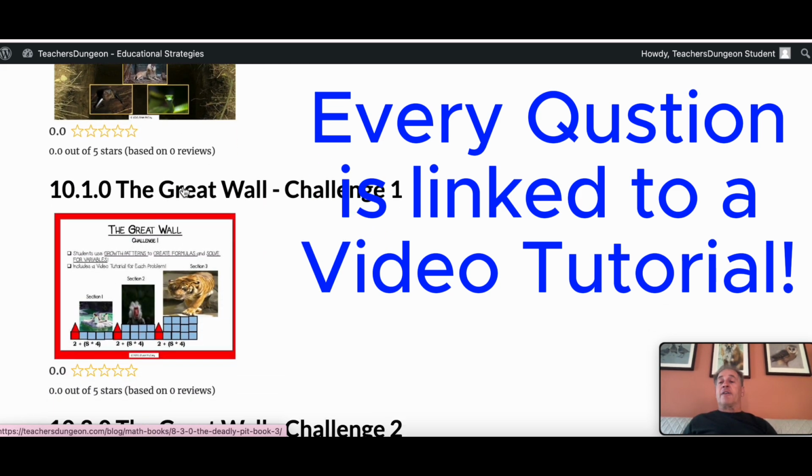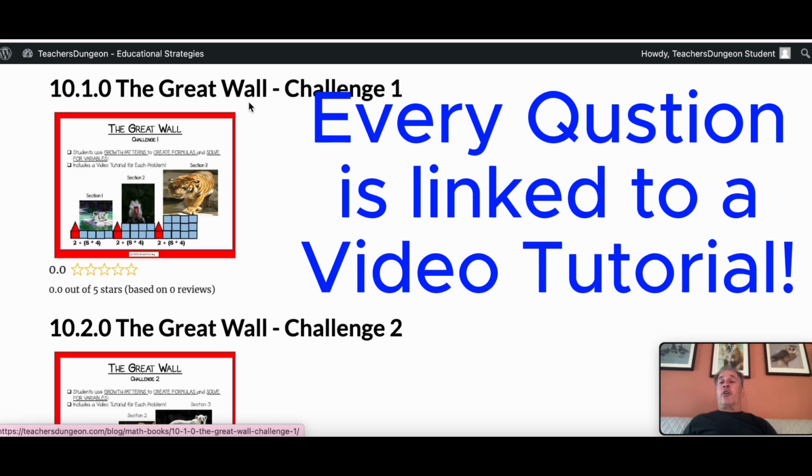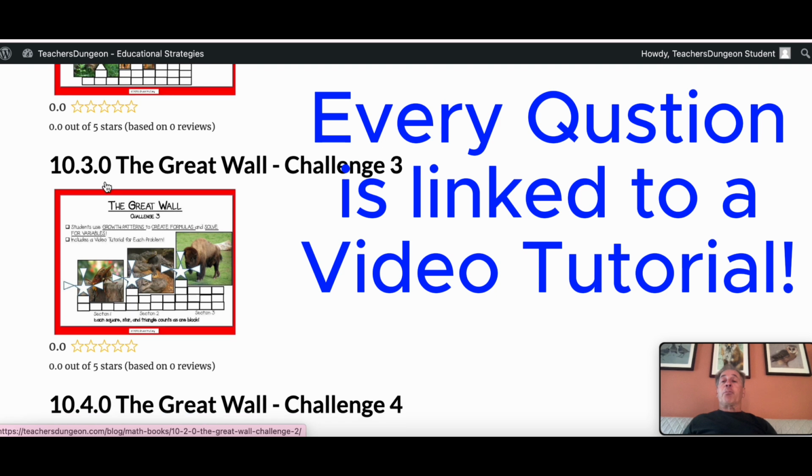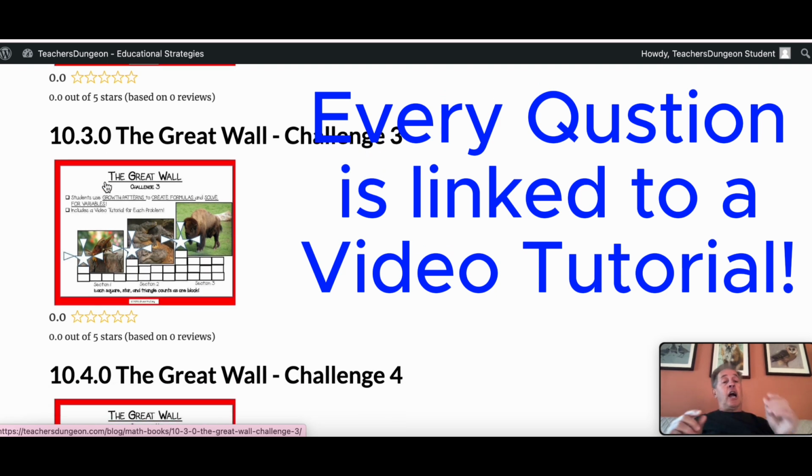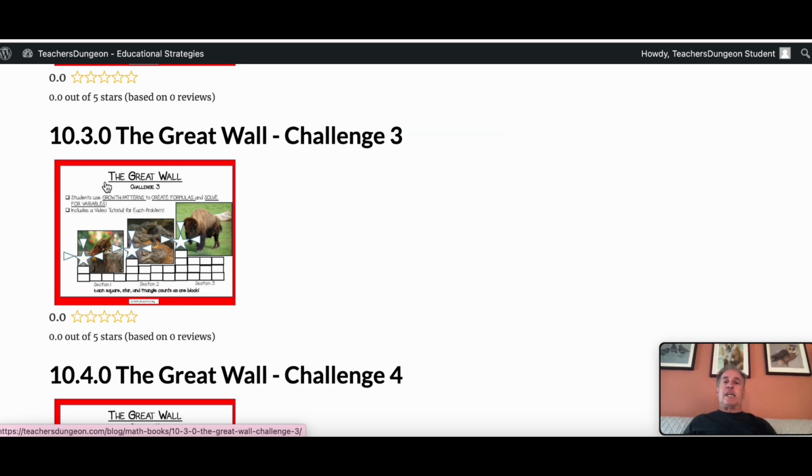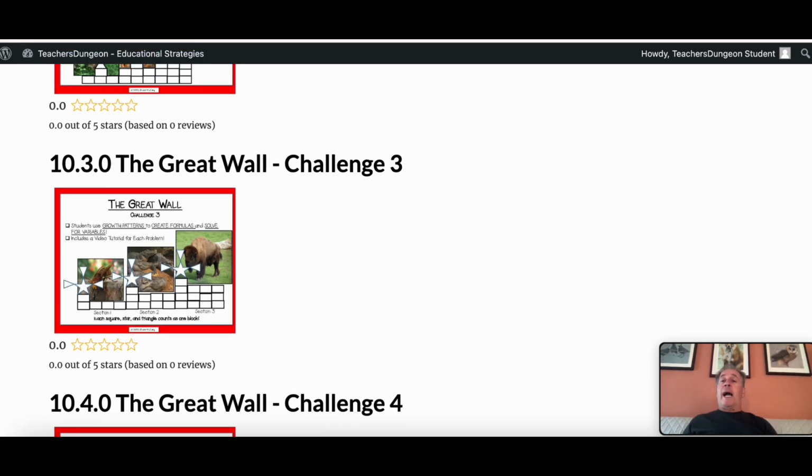And I have 10 books on the Great Wall, which is using growth patterns like this to create algebraic expressions. And it's super cool, my friends. Just like the Teacher's Dungeon, each and every one of these books, the problems within these books, are linked to their dedicated video tutorial that teach time-proven strategies for kids to be successful in math. Now, let's go back to the game.